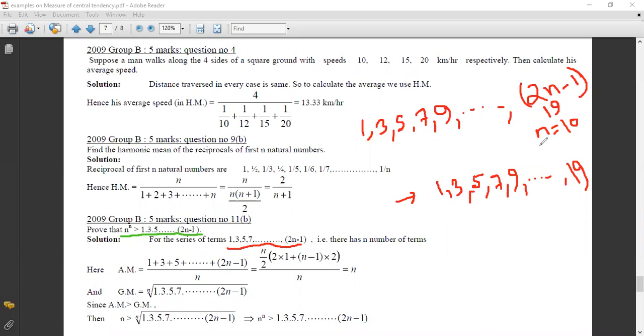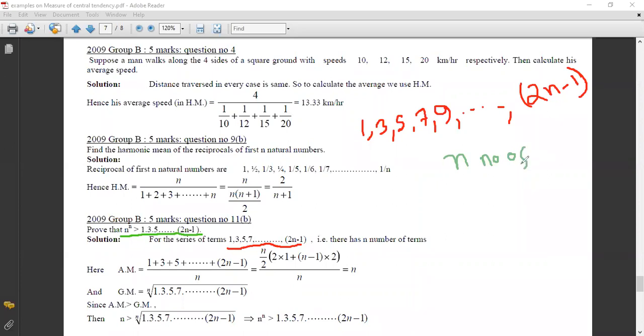মজাটা হচ্ছে দেখো, after n we put n is equal to 10 and we get 19. তাই না? তার মানে if the list of numbers is like 1, 3, 5, 7, 9, up to 2n minus 1, then it is guaranteed that in this list you can get n number of items, n number of observations or items. তুমি যাই বলো না কেন, তাই তো?